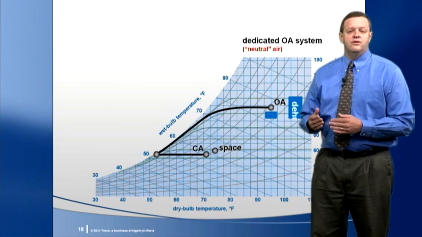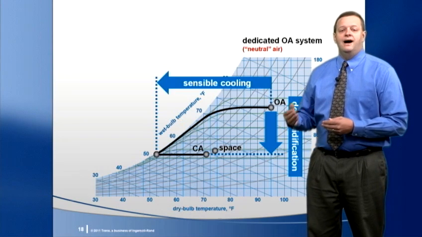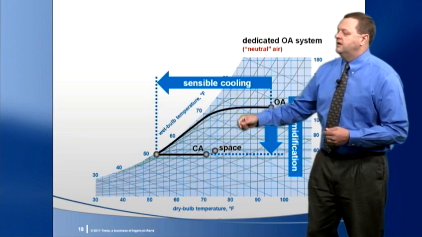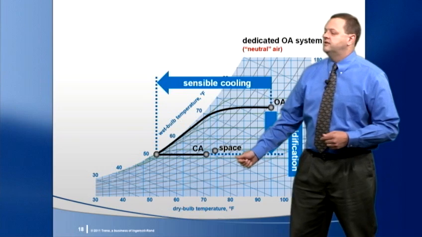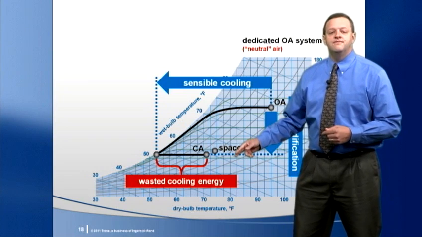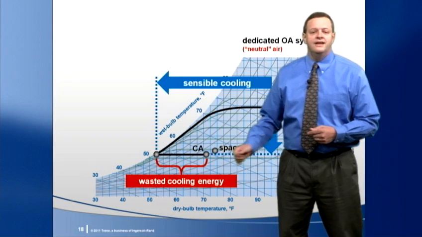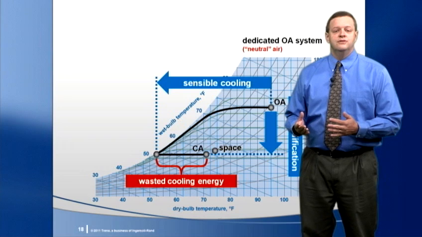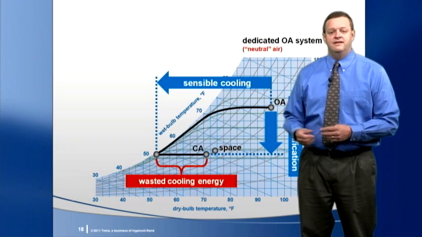However, when a chilled water or refrigerant coil is used to dehumidify the outdoor air, a byproduct of that dehumidification process is sensible cooling. The dry bulb temperature of the air leaving the cooling coil is colder than the space. If this dehumidified air is then reheated, some of this sensible cooling performed by the dedicated outdoor air unit is wasted.